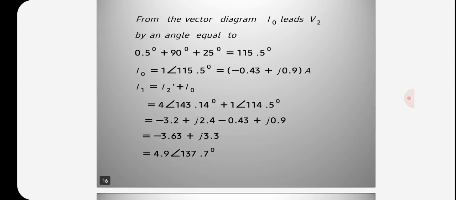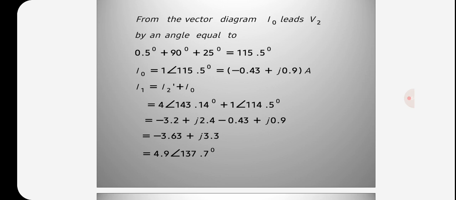And from the vector diagram, I naught leads V2 by an angle equal to 0.5 degrees plus 90 degrees plus 25 degrees, that we will get 115.5 degrees. So here I naught is equal to 1 angle of 115.5 degrees, which is equal to minus 0.43 plus j of 0.9 amperes. Then I1 is equal to I2 dash plus I naught.